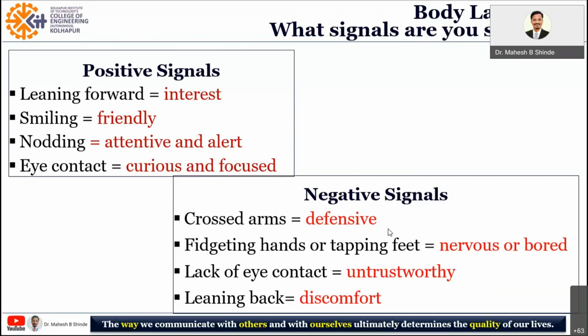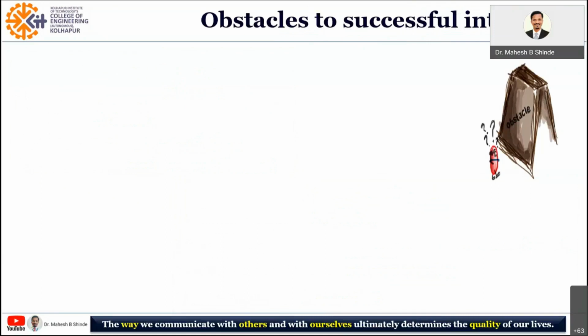Negative signals: crossed arms. Suppose you are sitting folding your arms. That will create a negative impression, like you are defensive and you are not prepared. Fidgeting hands and tapping your feet. So if you are doing that, you are not showing purpose or trustworthiness. And leaning backward: either you are not prepared, you are not actually ready for the interview, but you are there just for the sake of formality. Obstacles to a successful interview we'll see first, and then we'll see the FAQs.